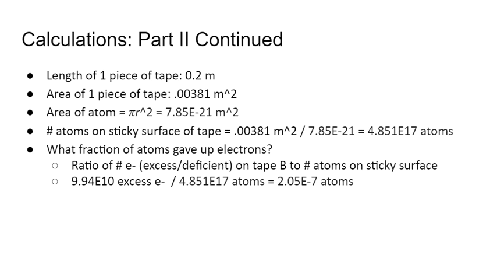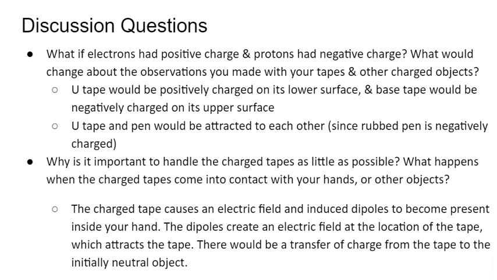And then my calculations for part 2 also included finding the length of one piece of tape, the area of one piece of tape, and then the area of an atom, and then I was able to calculate the number of atoms on the sticky surface of the tape, which was 4.851 times 10 to the 17th atoms, and then I found the fraction of atoms that gave up electrons, and this was equal to 2.05 times 10 to the negative 7th.